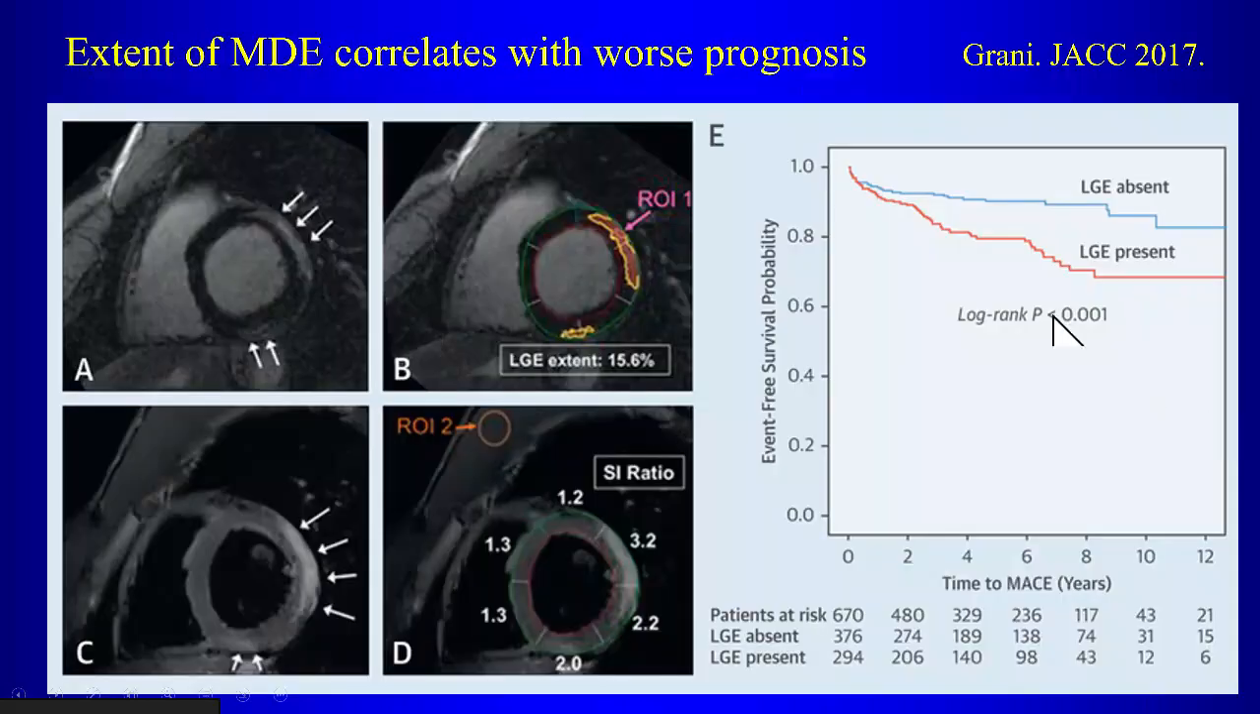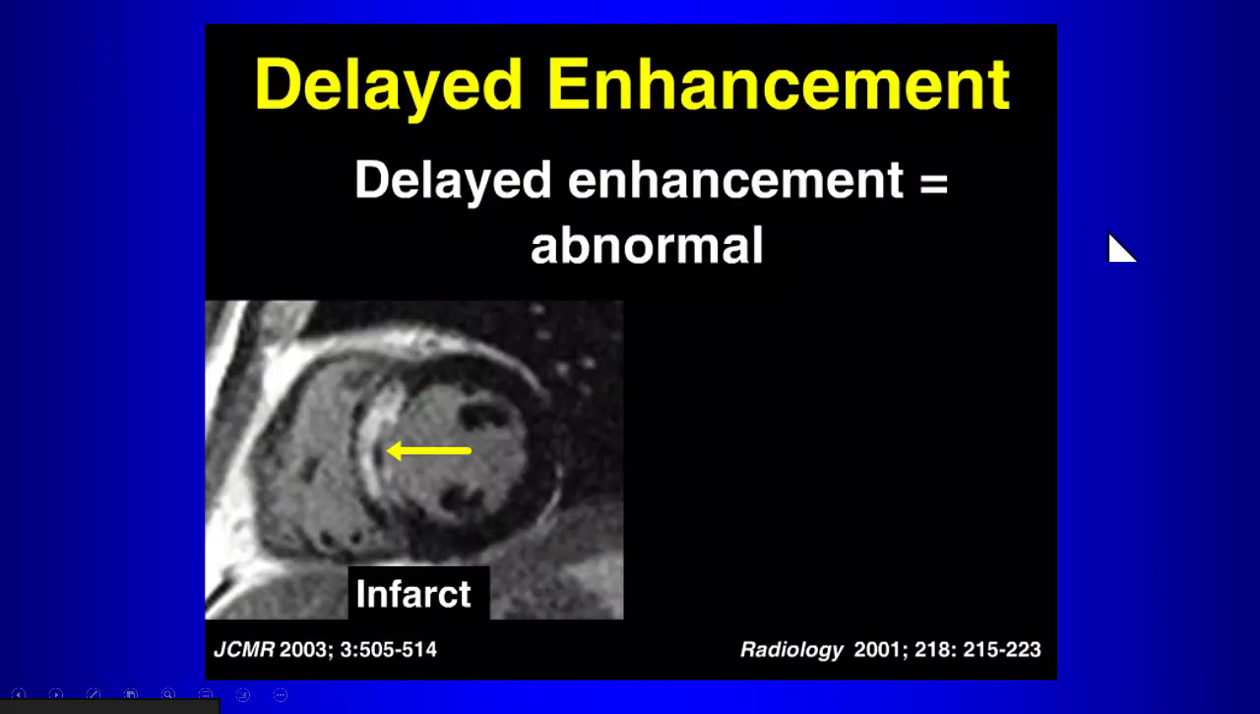And then here you can see the curves depending on when you have late gadolinium enhancement. When you have it, the prognosis is worse. Your survival curve to a cardiac event gets worse the more enhancement that you have. So it's important to quantify the amount of enhancement that you see in these cases of acute myocarditis because that is related to prognosis in these cases. So let's go over the patterns of enhancement that we might see.